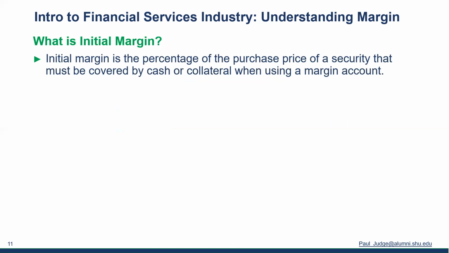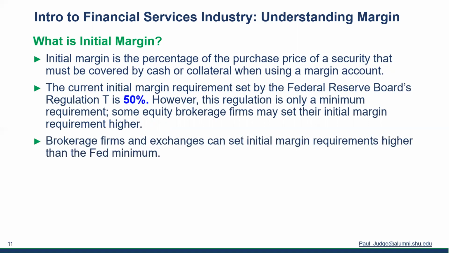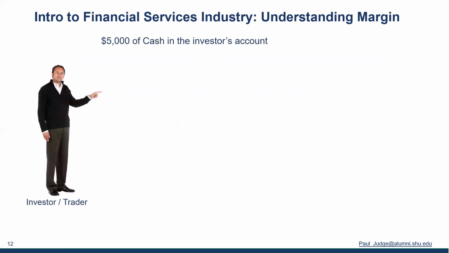So what's initial margin? Initial margin is the percentage of the purchase price of the security that must be covered by cash or collateral when using the margin account. This is on the initial purchase. It's a Federal Reserve Board requirement, and this is only the minimum. The investor could say, I'm going to put up more than 50% in cash, or the brokerage firm may require more than 50% in cash. But on the initial purchase of the security, the investor has to have at least 50% of the cash to buy the security. Again, brokerage firms can set their own requirements. It could be higher.